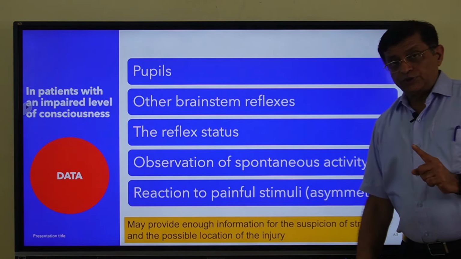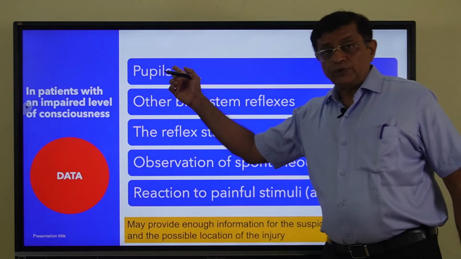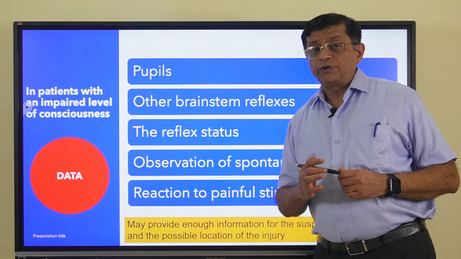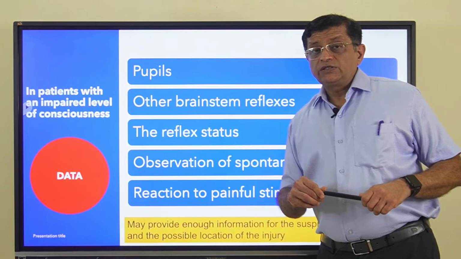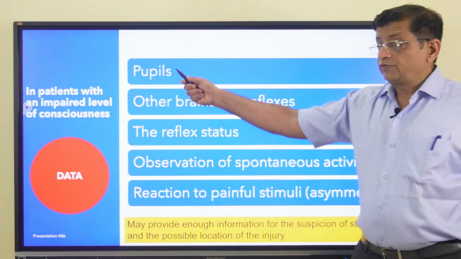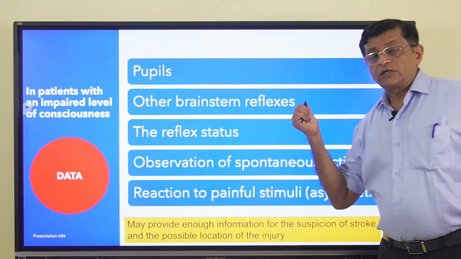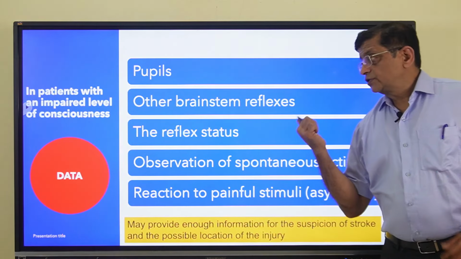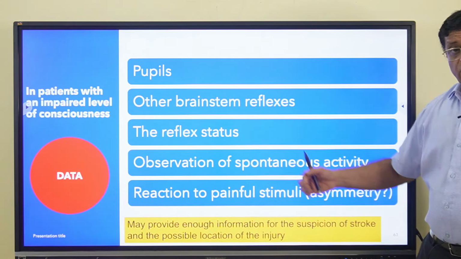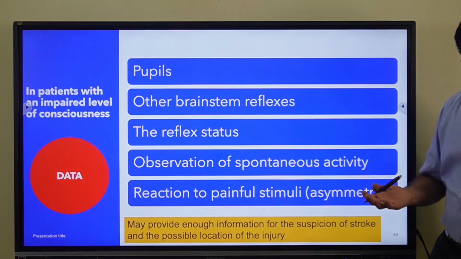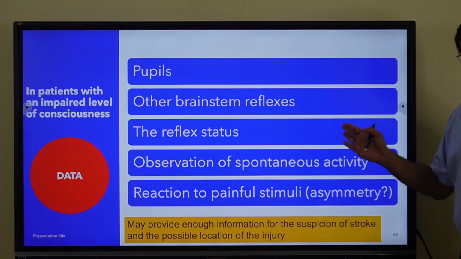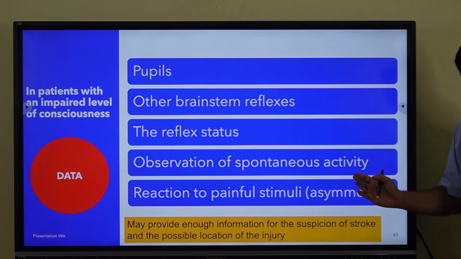In an unconscious patient, do not forget to check the pupils, because if it is a large stroke and the patient is likely to cone, meaning uncal herniation, that could be life threatening. So, you should be able to detect it. Check other brainstem reflexes like the doll's eye reflex. Check the reflex status, see the position of the patient, whether the patient is decerebrate. Observe the spontaneous activity and reaction to painful stimuli.